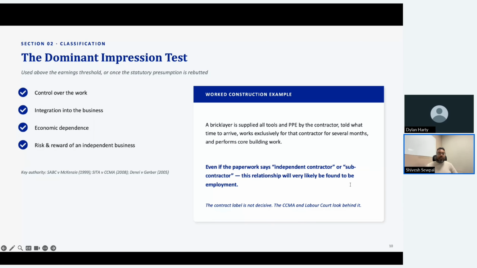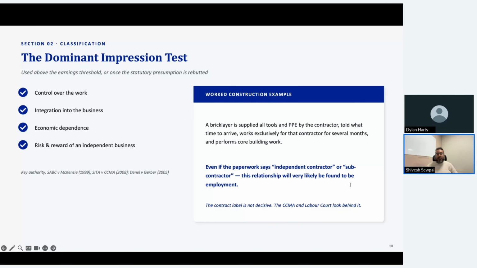A useful construction example is the one on the slide. Imagine a bricklayer who is supplied with tools and PPE by the contractor, is told what time to arrive on site, works only for that contractor for several months, and performs core building work that sits at the heart of the contractor's business. Even if the paperwork says subcontractor or independent contractor, that arrangement is very likely to be viewed as employment in substance.